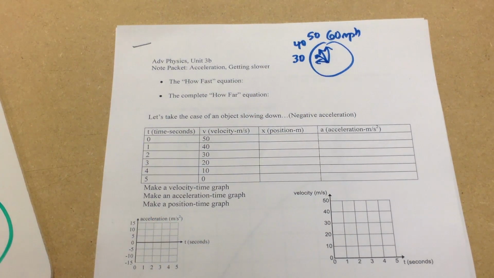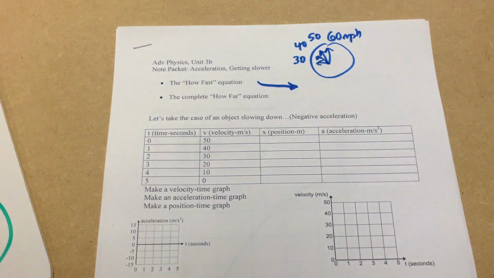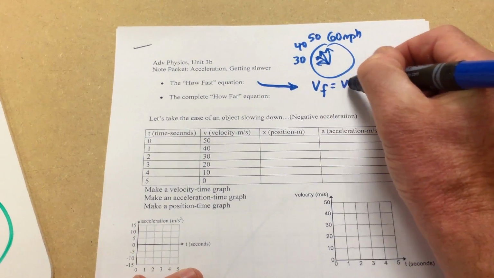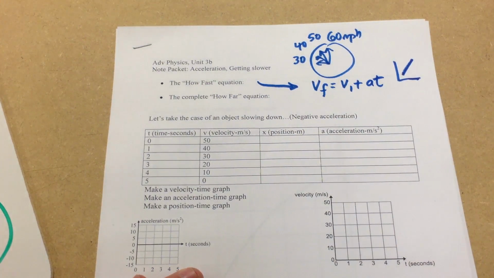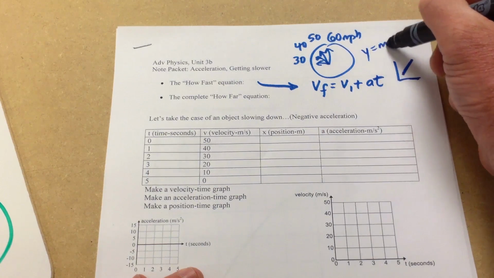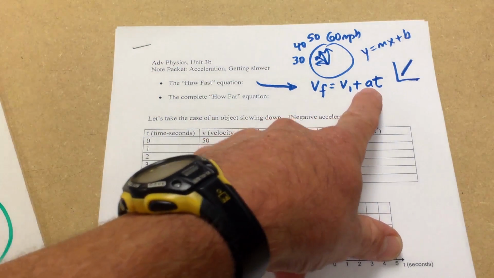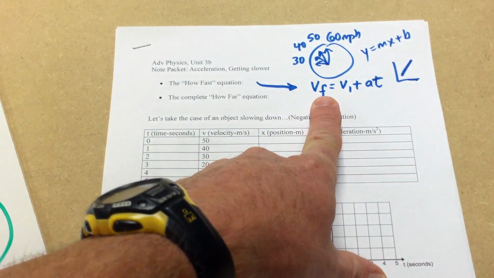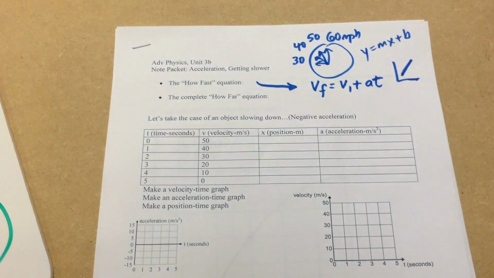Now, we've already learned the acceleration formulas, right? We've got two of them: the how fast formula and the how far formula. Let's rewrite those. The how fast equation is VF equals VI plus AT. Again, this is a linear relationship, like we saw with objects getting faster, based on y equals mx plus b. VI is the initial velocity, A is the acceleration, T is time, and VF is your final velocity. That's why we call it the how fast equation, because you can use it to determine how fast objects are moving.